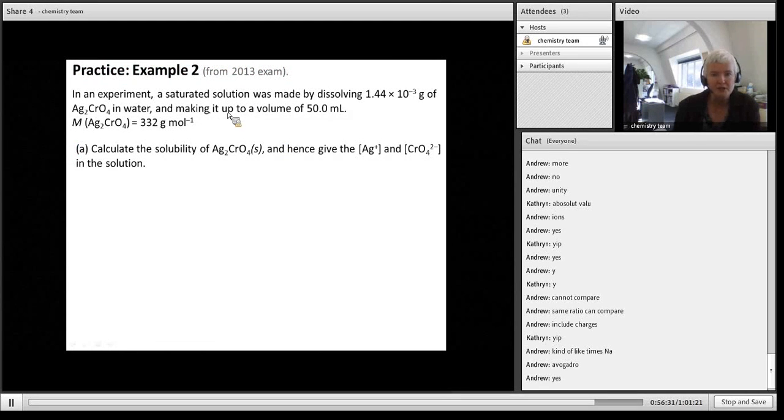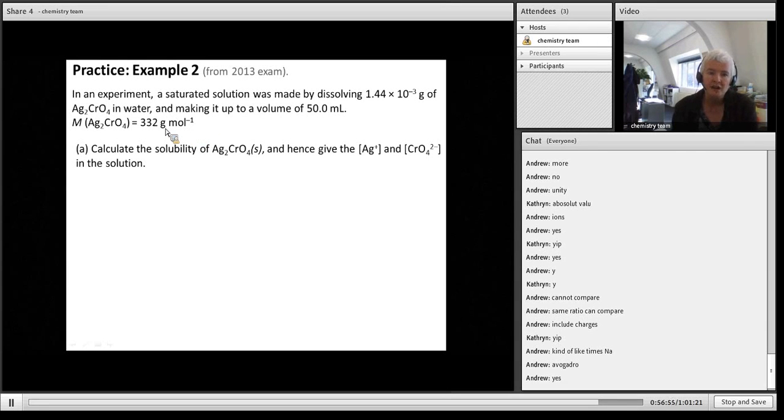made this a bit more difficult. They've given a mass and a volume. You weren't given a concentration in moles per liter. And then you're given a molar mass. If you're not given a molar mass, you're always given a periodic table, and you go to the periodic table and you work out the molar mass. So don't think, oh, I don't have the molar mass, so I can't do it. You can work it out.